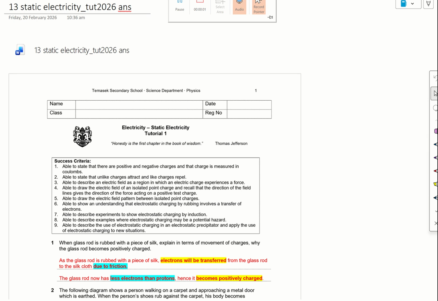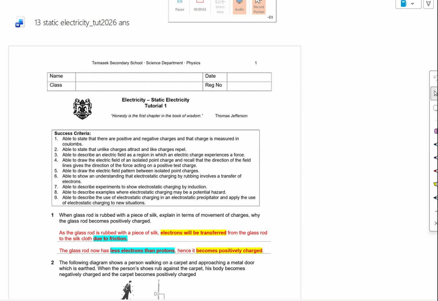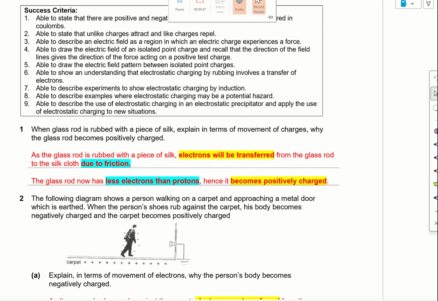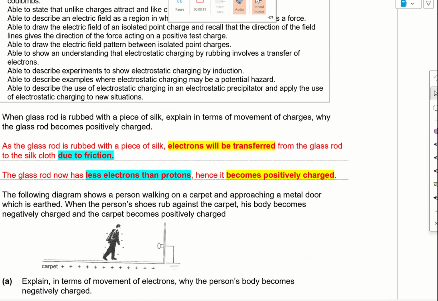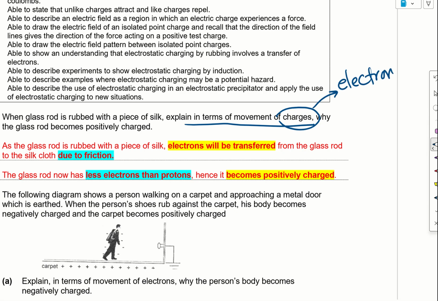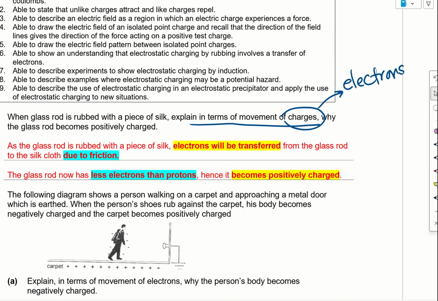Okay, for this video, I'll be going through static electricity tutorial. Okay, question 1. When a glass rod is rubbed with a piece of silk, explain in terms of movement of charges, especially electrons. Try not to talk about protons. Why the glass rod becomes positively charged.